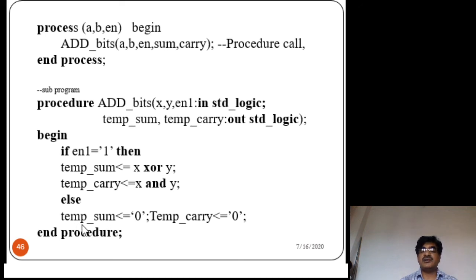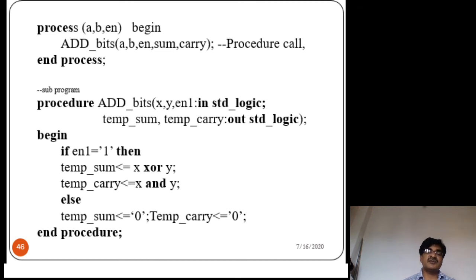Then end if. Actually here you have to write end if, then end procedure. So like that you can write a procedural program as a subprogram in the main programs, so that the length of the main program can be reduced, and the complexity of the digital system can be reduced. So that is about the subprograms.